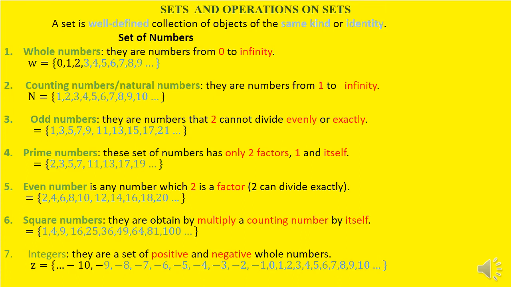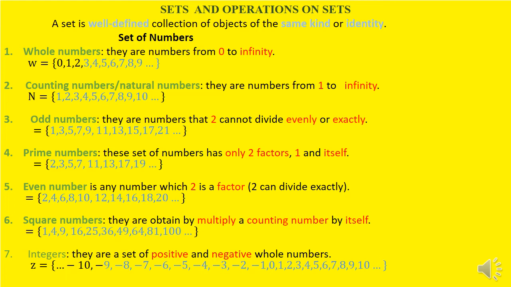We also have counting numbers. They are also called natural numbers. They are numbers from 1 to infinity. They are called counting numbers because when we are doing counting, we begin on the first element of this set, which is 1. Therefore, it is called counting numbers. They are also natural because they are always used in our daily activities.